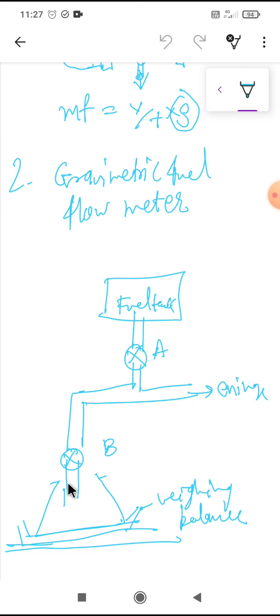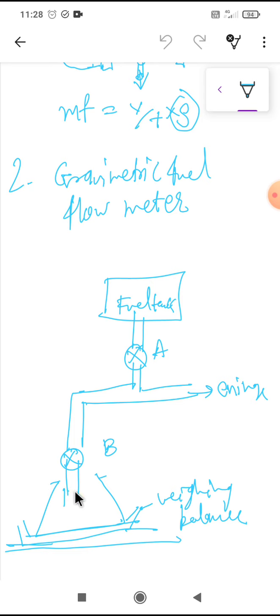So this shows a direct measurement of the mass of the fuel supplied. When the measurement of the fuel supply is not required, valve B is closed and valve A is kept open so that the fuel from the tank is directly supplied to the engine. When the measurement of fuel flow is required, both the valves A and B are kept open and the quantity of fuel in the flask is weighed on the balance.